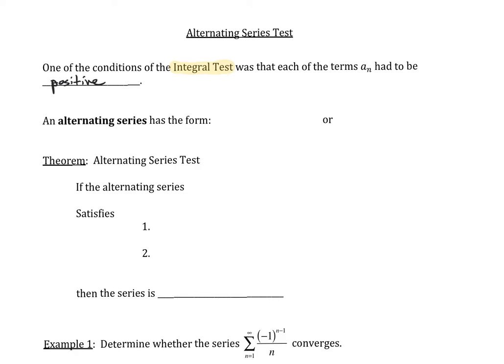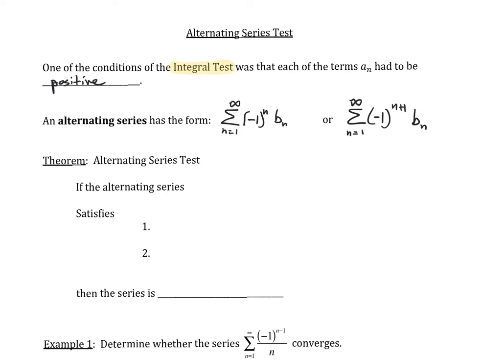An alternating series is going to have the following form. It's either going to look like this, with an infinite sum as n goes from 1 to infinity of (-1)^n times b_n, or it's going to look like this: the infinite sum as n goes from 1 to infinity of (-1)^(n+1) times b_n. Now, what's the difference between these two?